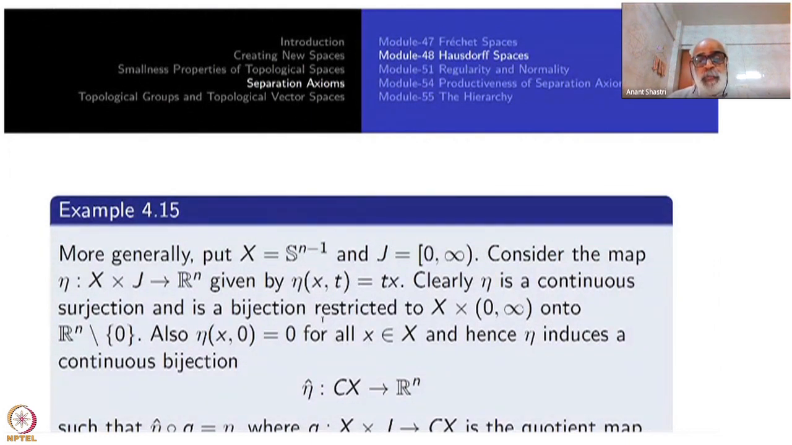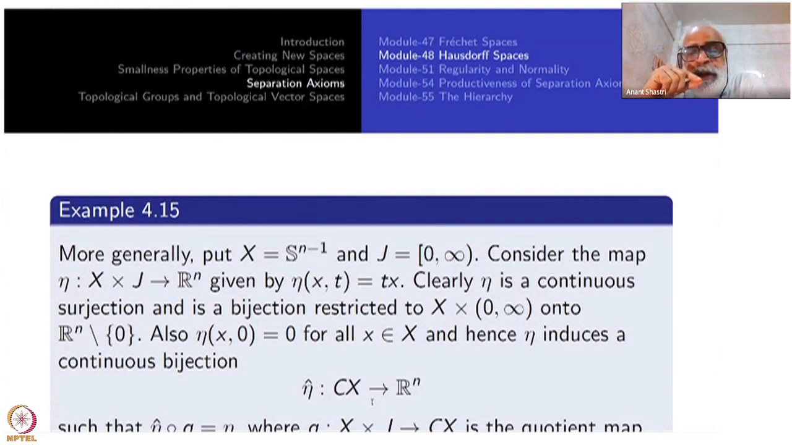Okay, it is a bijection if you take non-zero vectors and don't take t equal to 0. That means on the open interval (0, infinity) cross X, it's a bijection. Okay. And where does it go? Image is R^n minus 0. Okay. So this is precisely what you call polar coordinates in the case of n equal to 2. At 0, you know, (0, any vector v) will represent 0 times v, which is just 0. So that point is overrepresented. Okay, there are too many points which represent that point. But everywhere else, there are unique representations. So eta of (x, 0) is 0 for all x in X. And hence, eta induces a continuous bijection when you pass on to the cone.